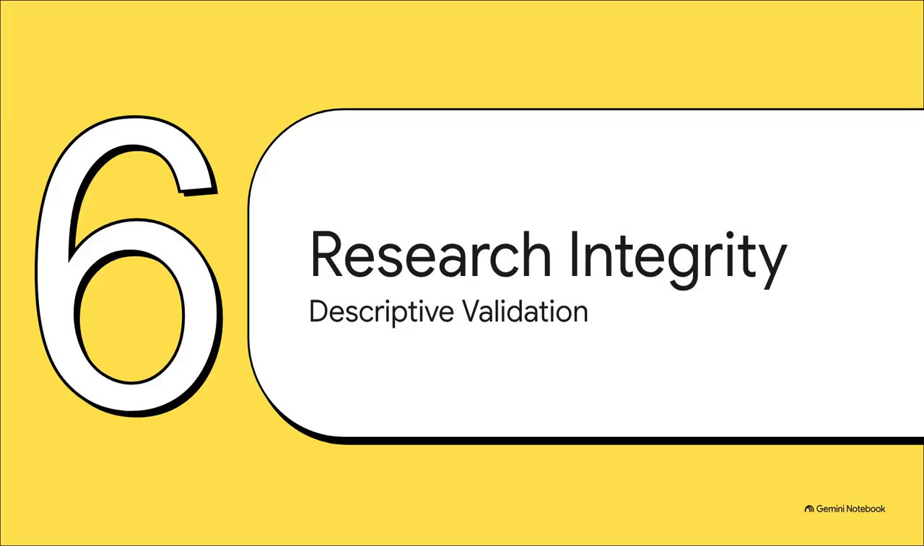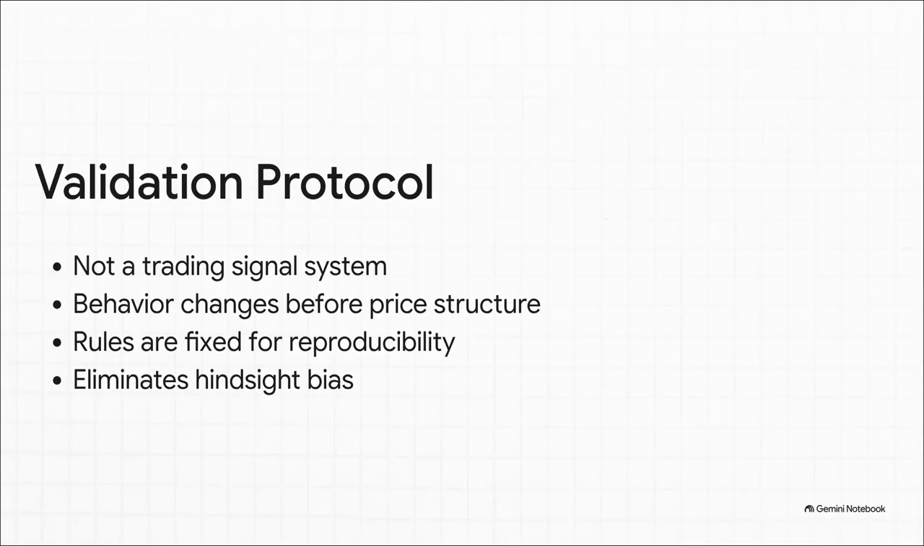Which leads us to our final section, Part 6, Research Integrity and Validation, Descriptive, Not Predictive. Let's cement the institutional weight of this manifesto. As we've said, SRBMPR is a measurement process, not a predictive trading signal system. The core tenet is that behavior changes first and candle structure changes later. The manifesto also outlines a step-by-step backtest and survey protocol, along with 6 core principles.